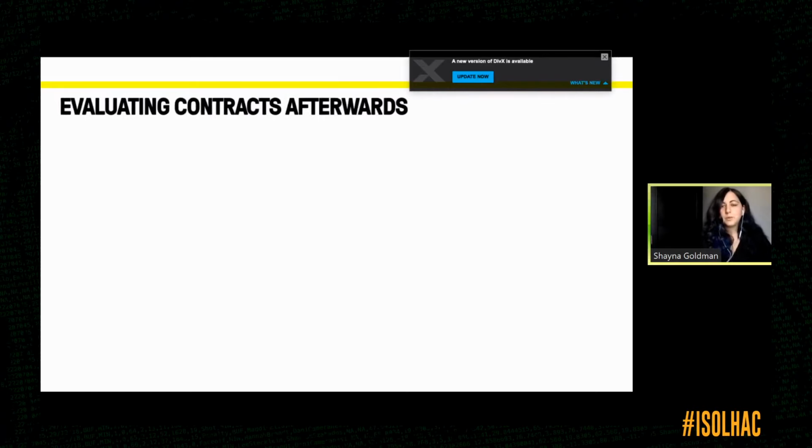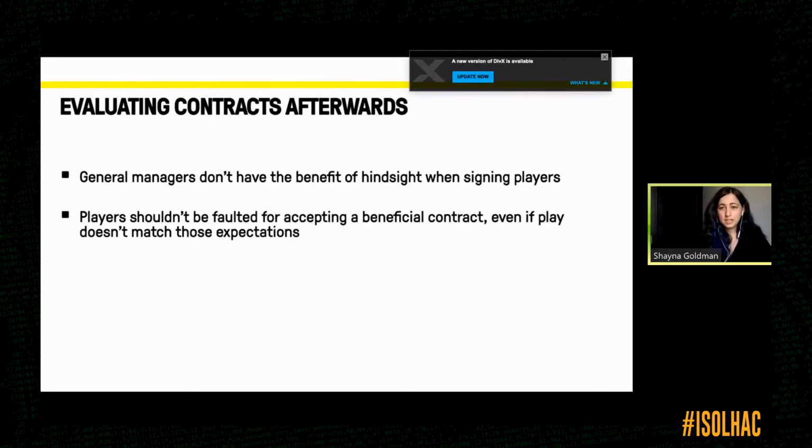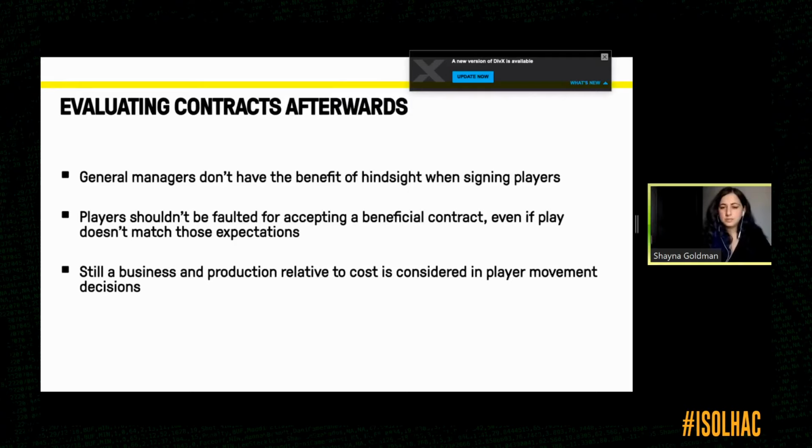So we also have to look at evaluations afterwards, how we would evaluate players. General managers don't have the benefit of hindsight when signing players, so we don't have the benefit of hindsight when evaluating them afterwards. We also can't fault a player for taking a beneficial contract. Any player would take it. It's on the general manager for offering it. So I think there's always a tough balance there. And it's still a business, so we do have to consider this when talking about costs relative to player movement.